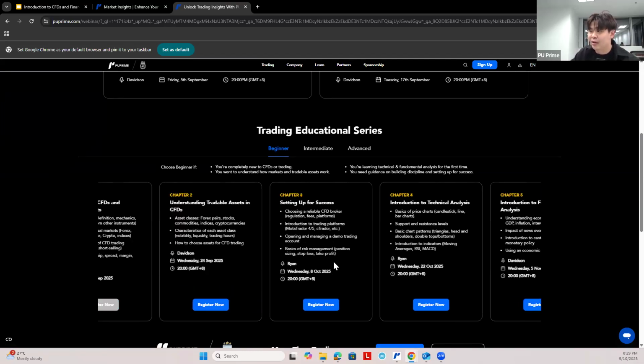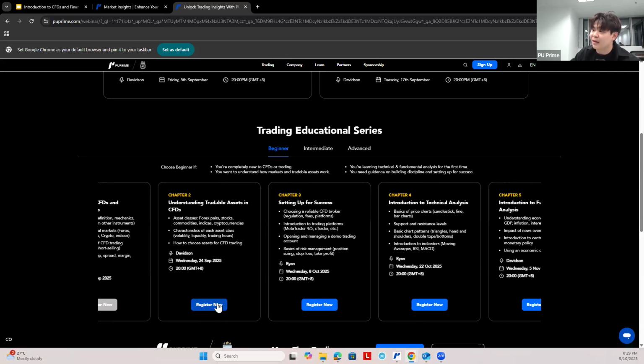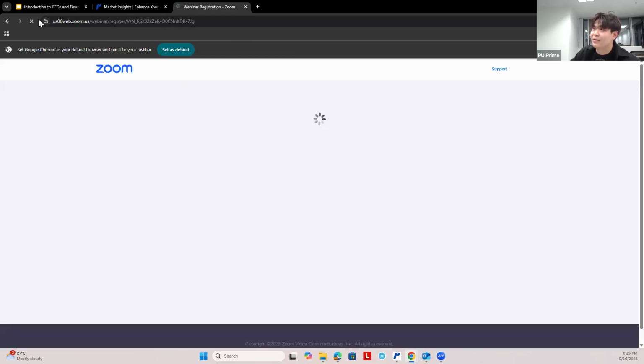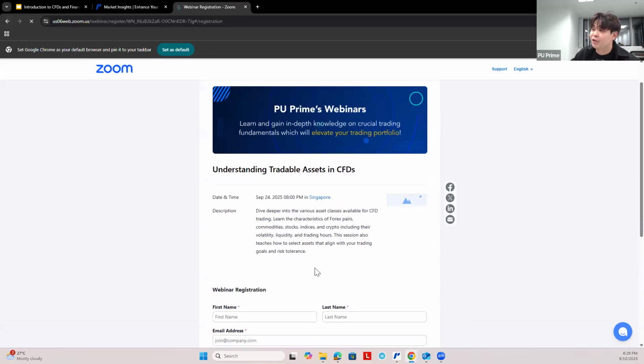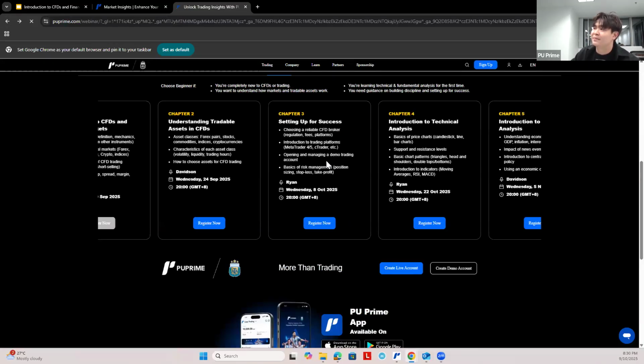It's free, yeah. You don't have to sign up for any trading account. You don't have to deposit, etc. You can just go through and click register. And then once you click register, you can have the registration form over here. You just key in your details, and you can go through it already.